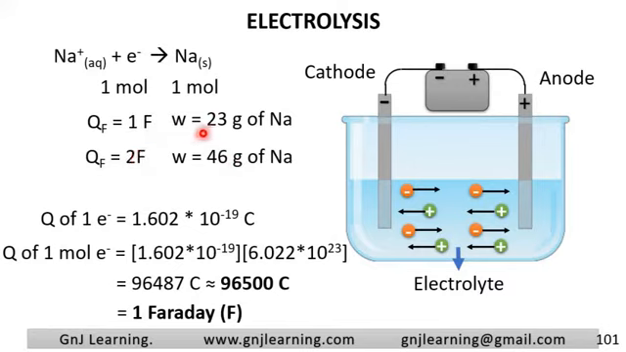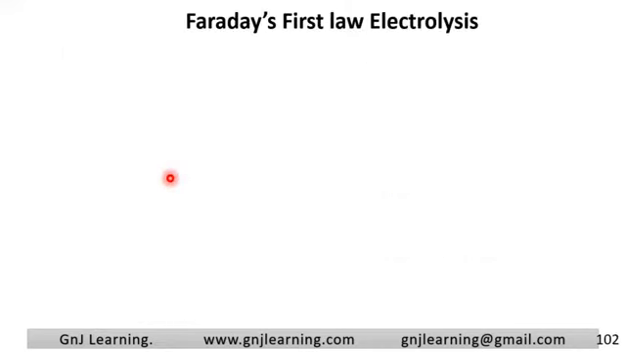So when it was 1 Faraday, there was only 23 gram. When you increase the charge, correspondingly the mass increased. So you can say that the mass of the substance deposited at the electrode is directly proportional to the charge of electricity. W proportional to Q. When you increase Q, automatically W increases. This is Faraday's first law.